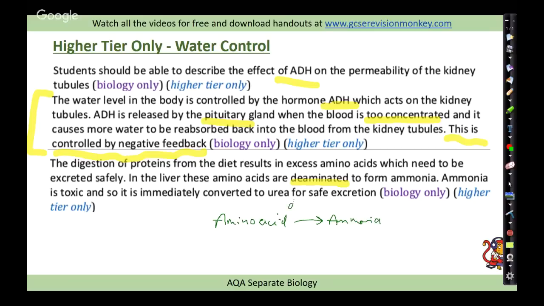Okay, that's what deamination is, turning the amino acid into ammonia and another byproduct that you don't need to know about. So the ammonia is toxic. That's going to be bad for our bodies. So it's immediately converted into urea for safe excretion, and then that links into the production of urine. So we know already proteins make amino acids, but this extra step, deamination, is when ammonia is made from those amino acids.